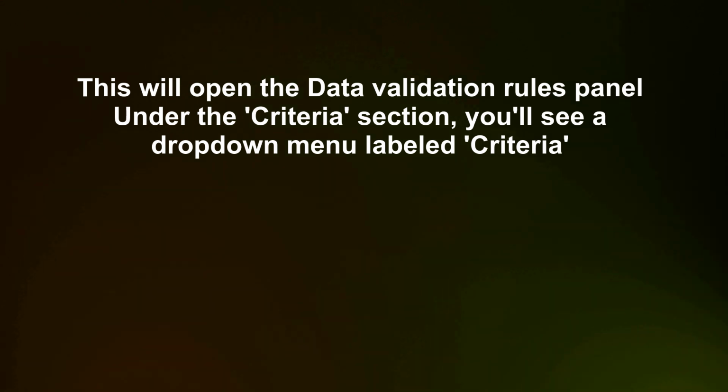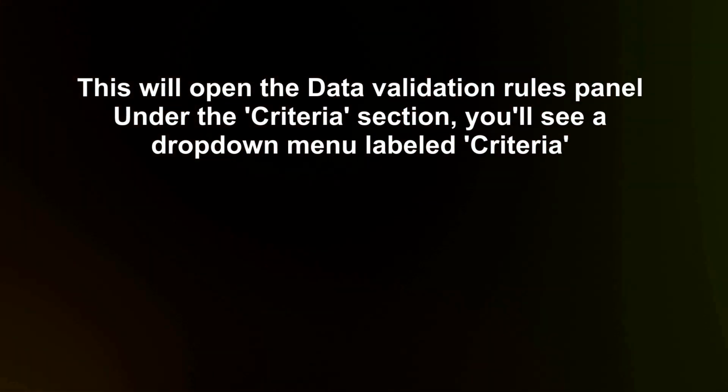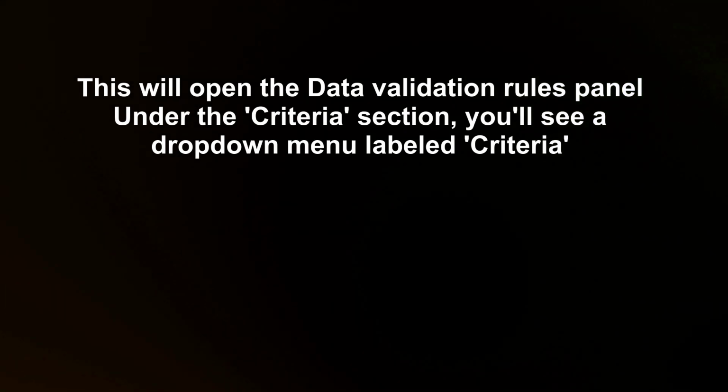Next, click on the Data menu at the top of your screen. From the drop-down menu, select Data Validation. This will open the Data Validation Rules panel under the Criteria section. You'll see a drop-down menu labeled Criteria. Click on this drop-down and choose Date.